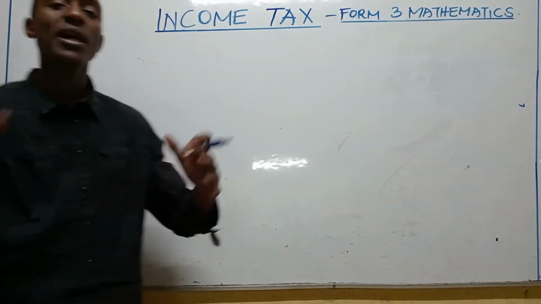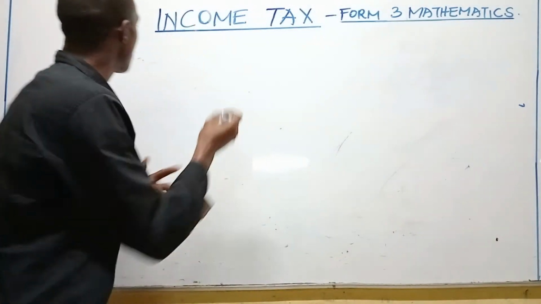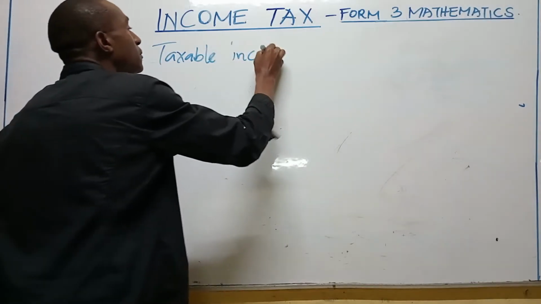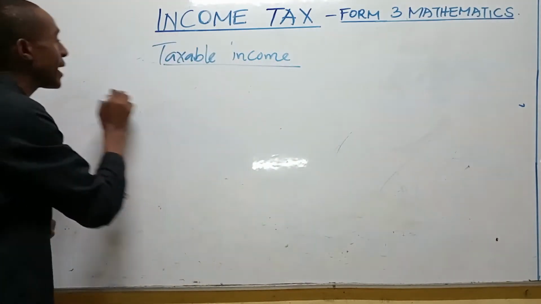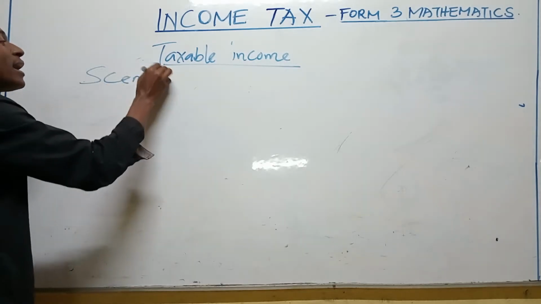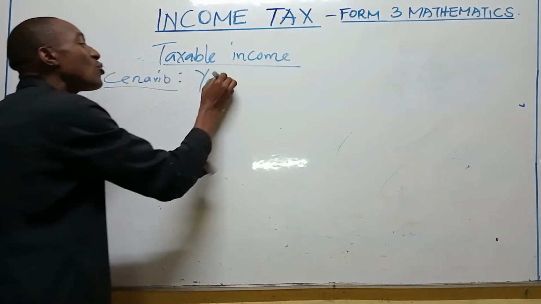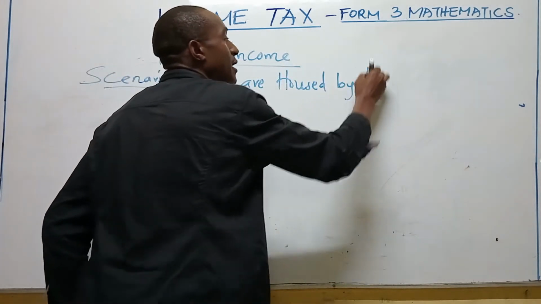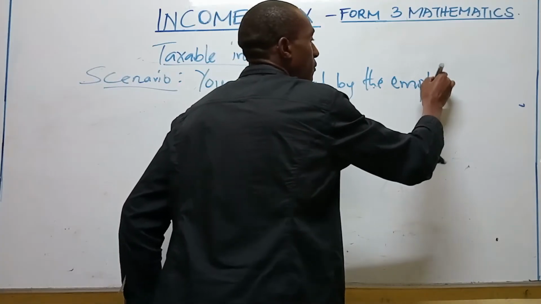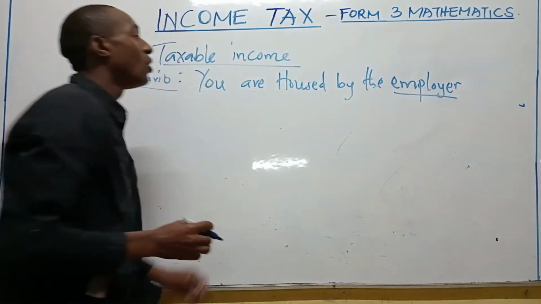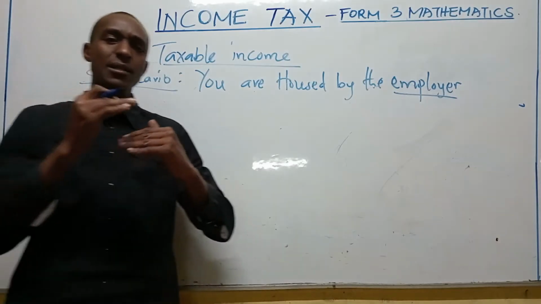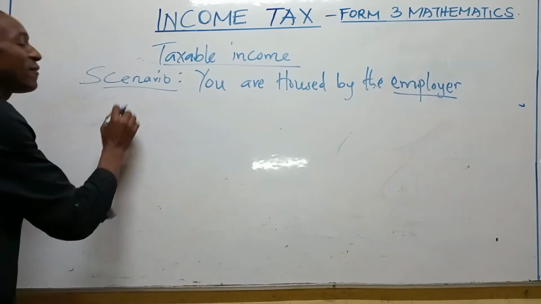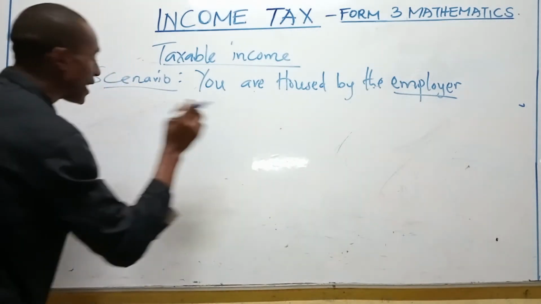And that occasion is when you are housed. That is a location, let us say, we are still talking about taxable income. And we have a scenario where you are housed by the employer. When you are housed by the employer, it is different from being given a house allowance. In this case, the formula for taxable income changes a little, and this is what we have.